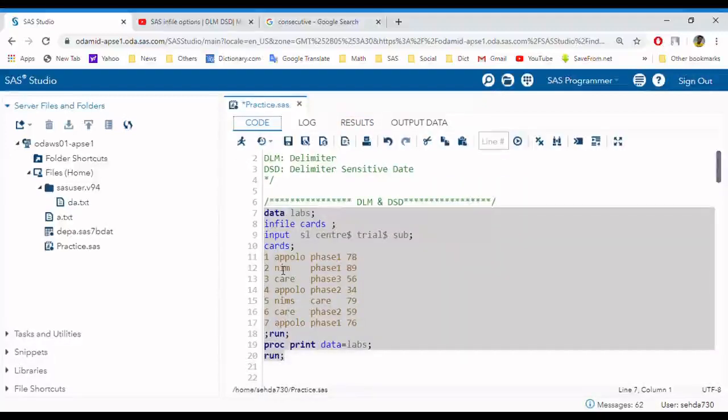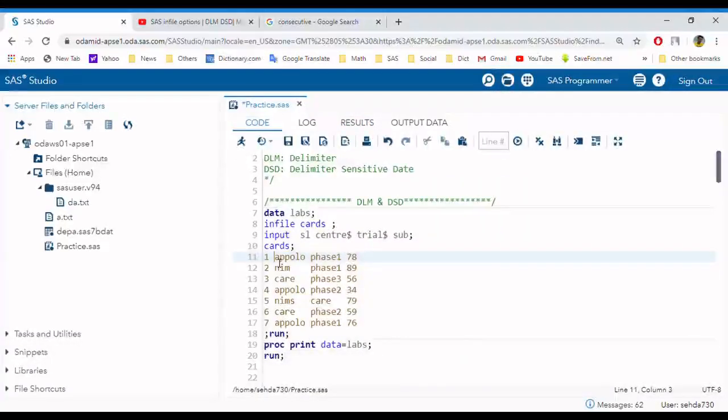So the question is how SAS is understanding that this space is something which is separating all the things and telling SAS if space is there, then go to that particular variable. If again one more space, then go to this particular variable. That is actually being done based on this space. If space is coming up, consider that as a delimiter. So we can conclude that if space is there, that is the delimiter. SAS has by default a delimiter space.